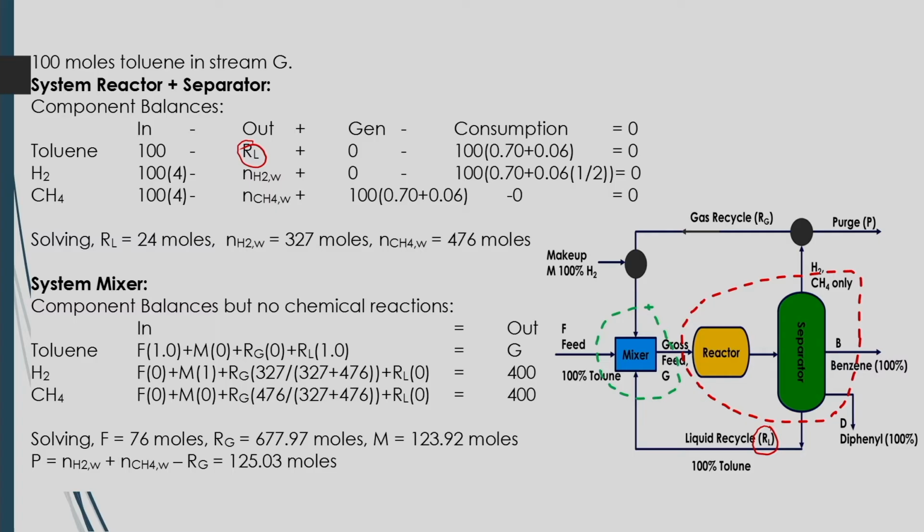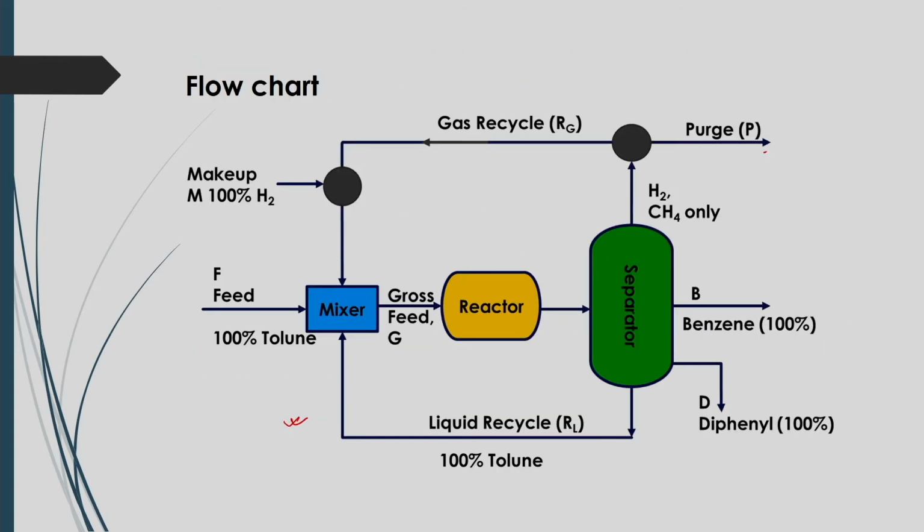Now, what will be the amount of generation of toluene? Since there is no formation or generation of toluene, it is only supplied, and there is no formation of toluene based on the reactions, we can simply write that generation of toluene will be equal to 0. And consumption: since there is a reaction, based on that reaction equation, toluene is reacting with hydrogen, and it will give you benzene and methane.